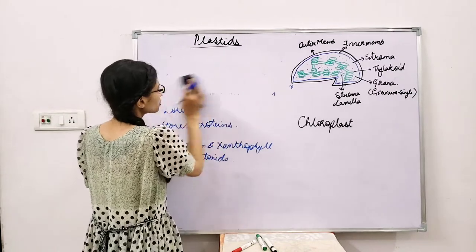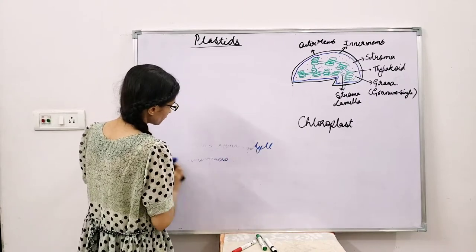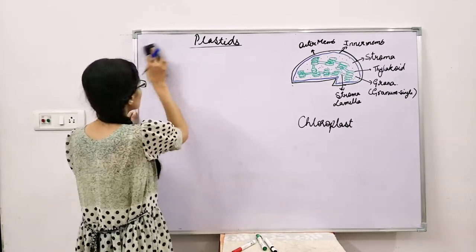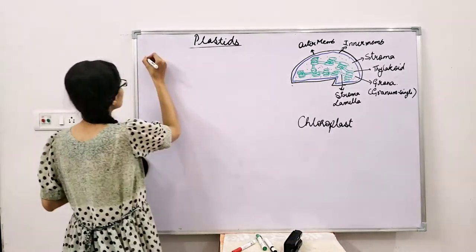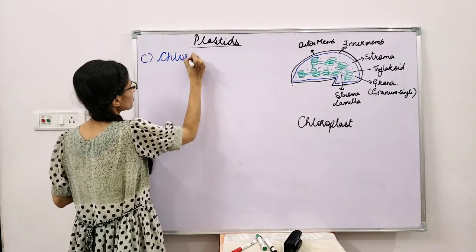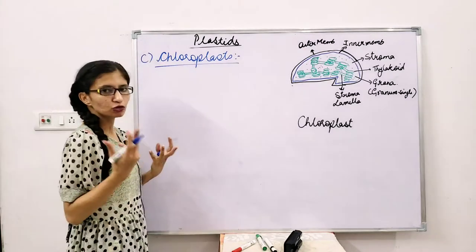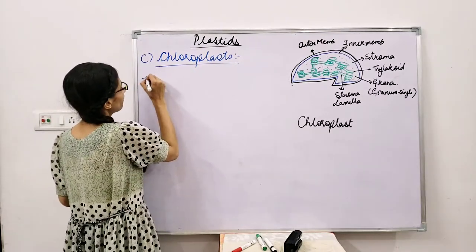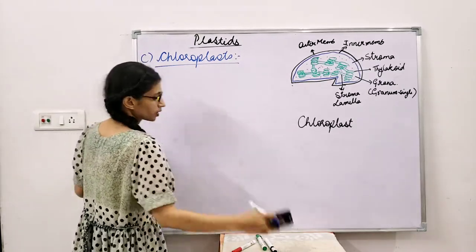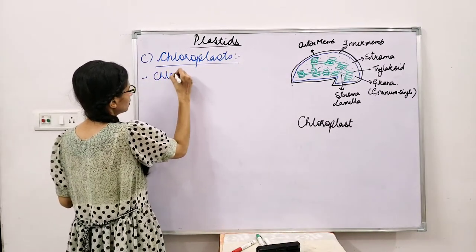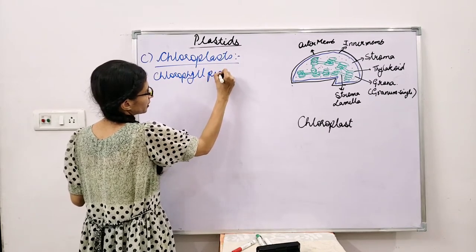Now the other one, that is the chloroplast, which we hear about from approximately class 8: the chloroplast is responsible for the green color and also plays a very major role in the photosynthesis process. So let's move ahead with the chloroplast. This chloroplast has two things present in it. First, it contains chlorophyll as the pigment.